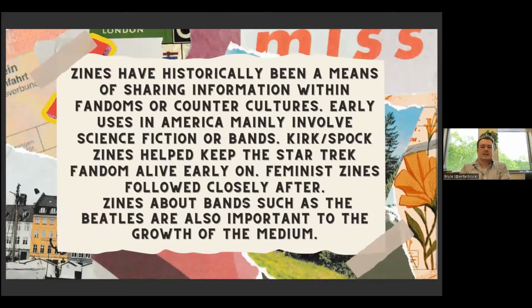Zines have historically been a means of sharing information within fandoms or countercultural movements. Early uses in America mainly involved science fiction fanzines or fanzines for bands. Kirk's box zines helped keep the Star Trek fandom alive early on. This is an interesting point for both sci-fi fans and Star Trek fans, as Star Trek was a dwindling fandom, except for this group of female fans that were writing all this fan fiction. They were publishing it in dozens and dozens of zines.